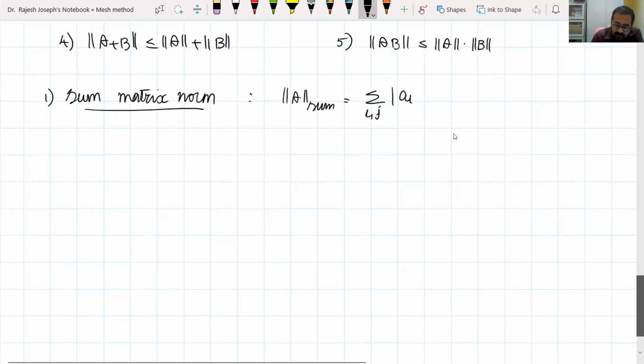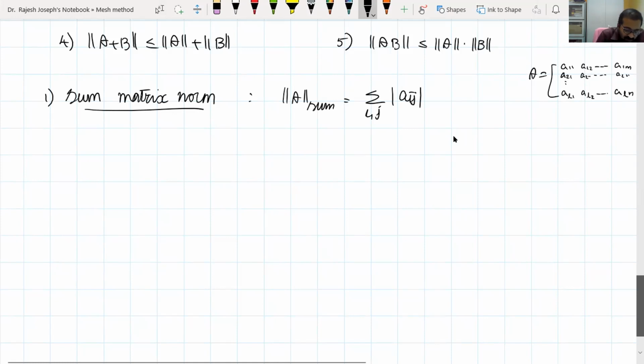Sigma over i, j of mod a_ij. What is a_ij? You see, our matrix A has L rows: a11, a12, etc. up to a1M. Then a21, a22, etc. up to a2M. Like that, aL1, aL2, etc. up to aLM. So a_ij means the element corresponding to the ith row and jth column. Okay, that is a_ij, right?